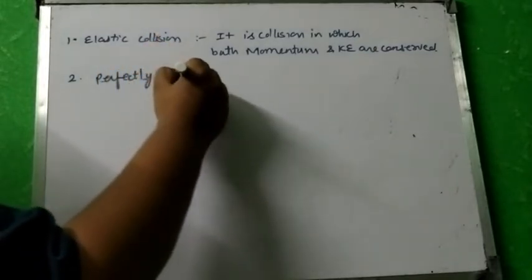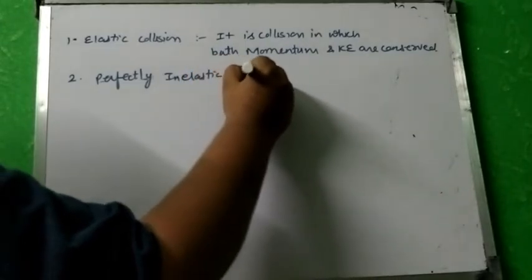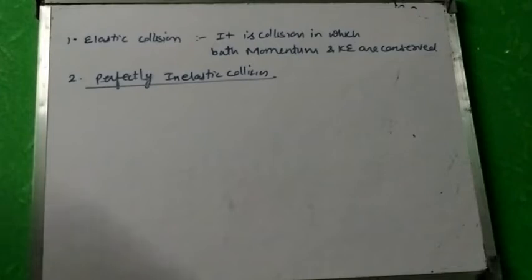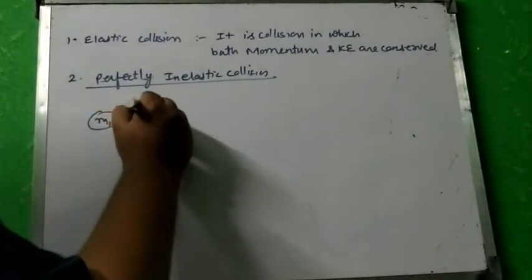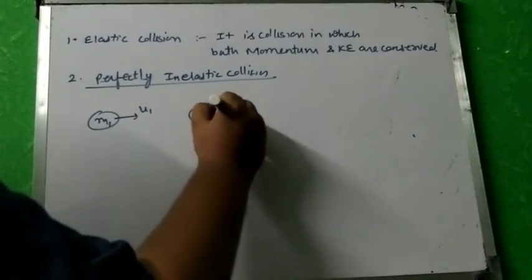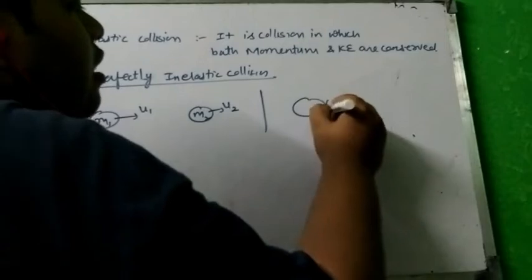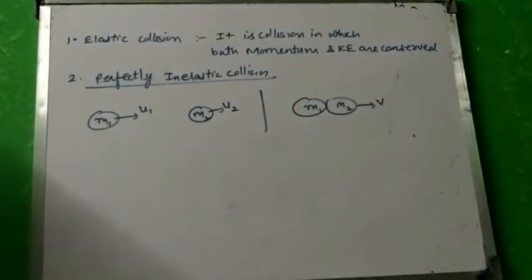But in a perfectly inelastic collision, what happens? Kinetic energy is lost. Suppose these are the two bodies, m1 u1 and m2 u2, before collision. After collision, they stick to each other and behave like the same body and move with the same velocity. If the collision is perfectly inelastic, then both the bodies stick to each other and move with the same velocity.